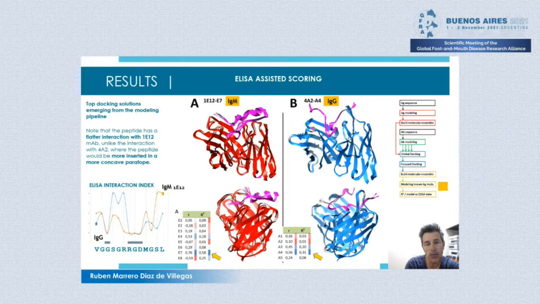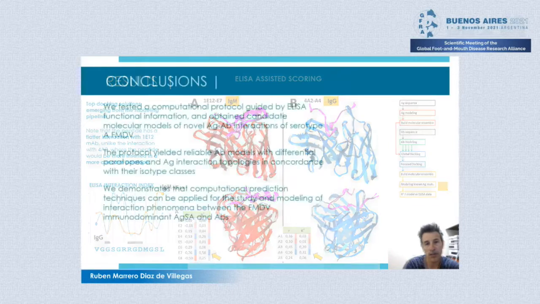and the IgG in blue. This is the peptide, and you can see that the peptide here has a flatter interaction with the IgM, unlike the interaction with the other antibody. With the IgG the peptide is more inserted in a more concave paratope. I mean, if we compare with the ELISA, here you can see that it will make sense: here in red that kind of interaction, in blue those that mean maybe a deeper interaction, if unfocused in certain regions.